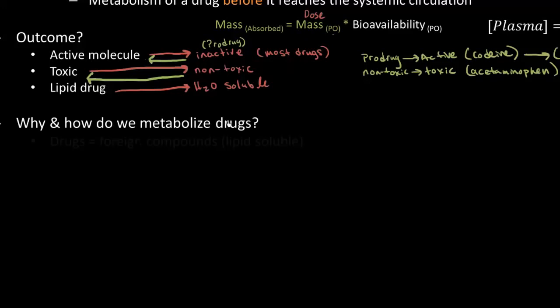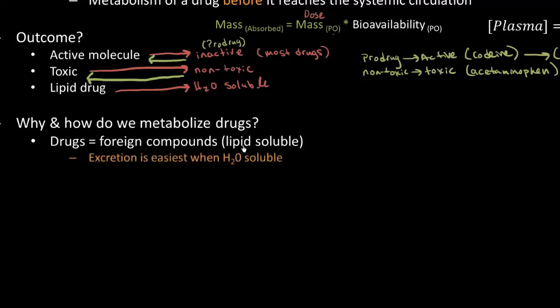Well, the first reason is drugs are foreign compounds, and in order for these foreign compounds to get into our body, a lot of them end up being lipid soluble to get across our intestines. This is a unique trait that a lot of these foreign compounds have, and therefore our body, through evolution, has developed mechanisms to excrete drugs. In order to excrete drugs, they really need to be water soluble. So to get us from absorbing the drug to excreting the drug, we need metabolism. And metabolism thus makes drugs more water soluble. Very important concept.